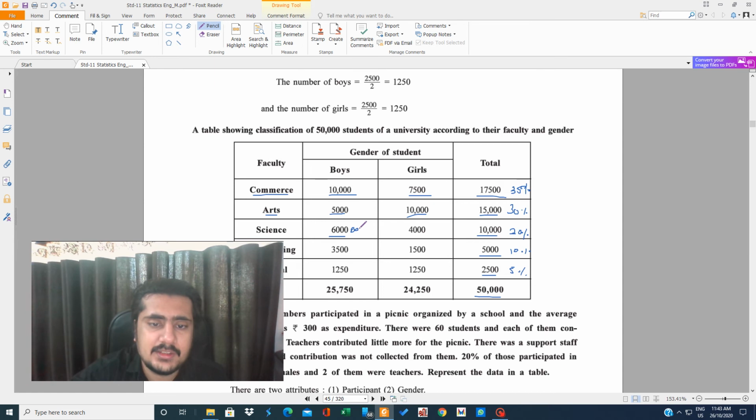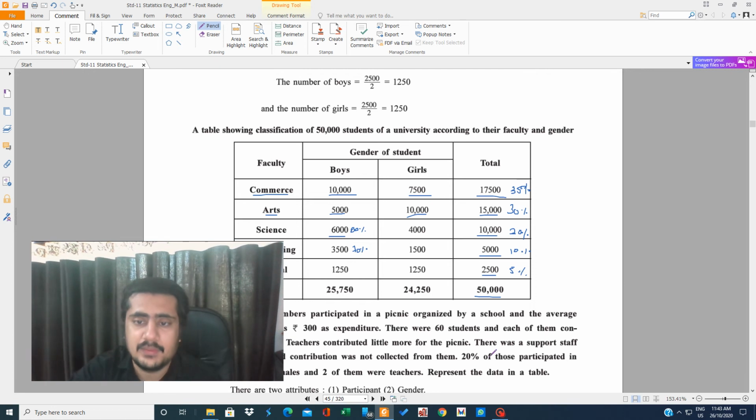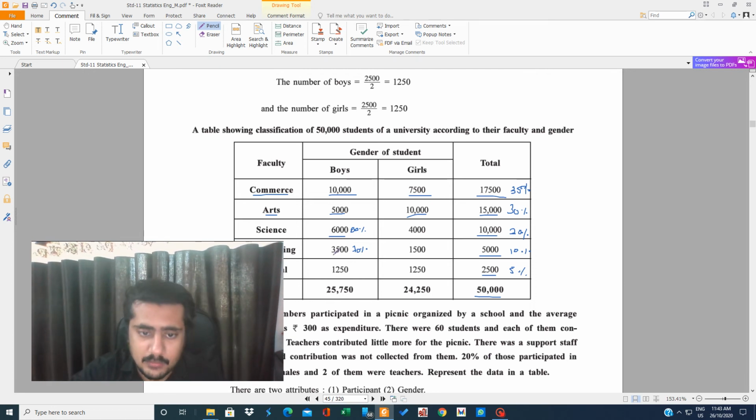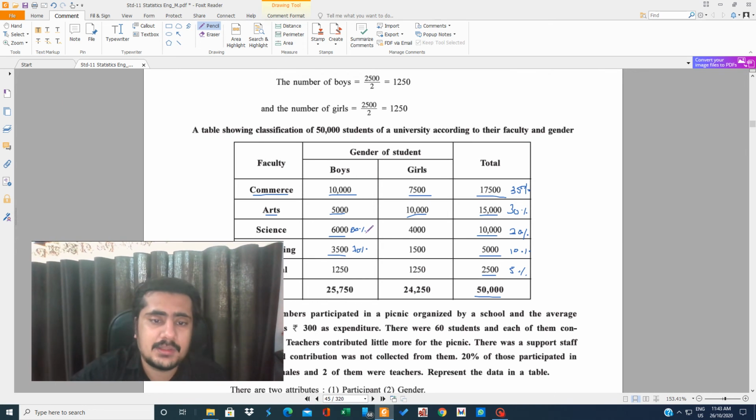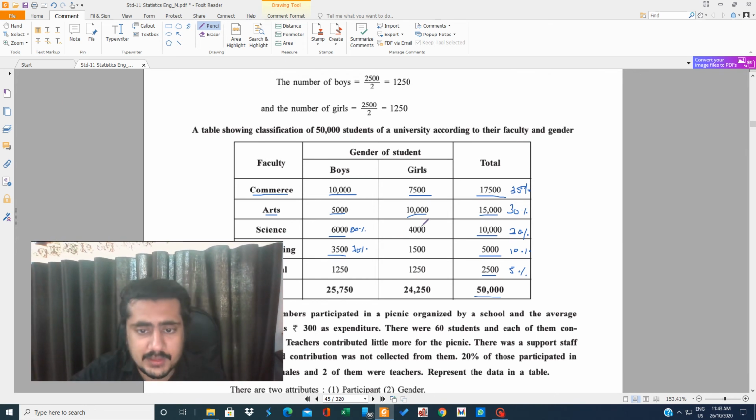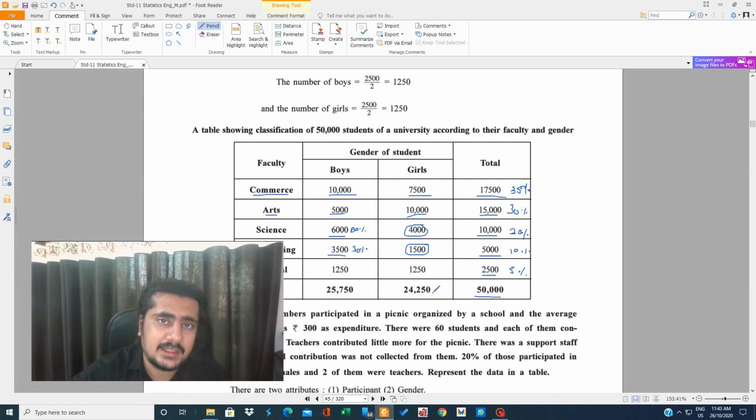In engineering, they said there are 70% boys. So in engineering, there are total 5,000 students in which 70% are boys. Okay, so this is the data. Now see, if 60%, that is 6,000 are boys, obviously this 4,000 would be girls. So this is the balancing figure. From 5,000, if 3,500 is boys, then obviously 1,500 are to be girls. Okay, so we have completed science and engineering also.